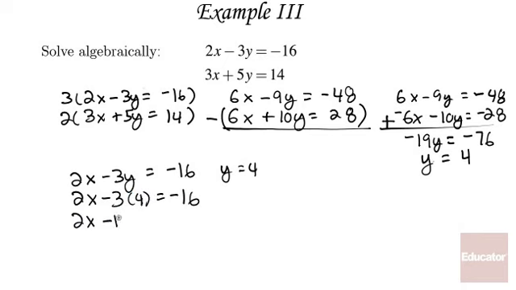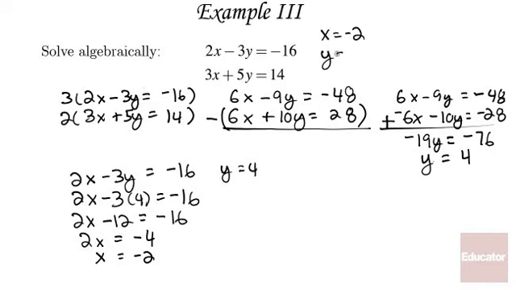Or 2x minus 12 equals negative 16. Add 12 to both sides to get 2x equals negative 4. And divide both sides by 2 to get x equals negative 2. So the solution is that x equals negative 2 and y equals 4.